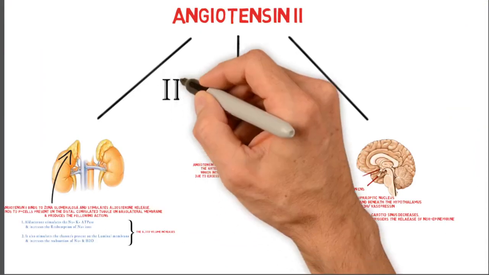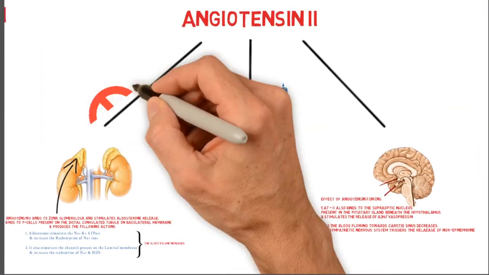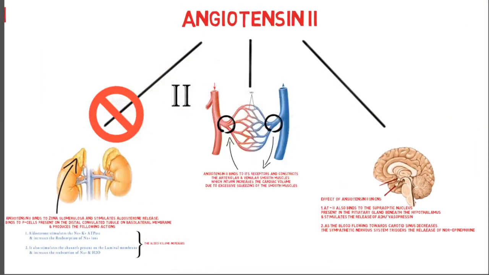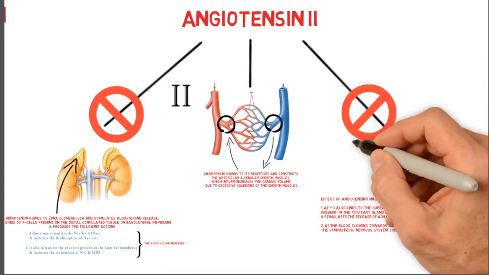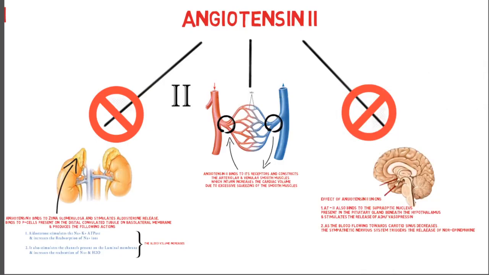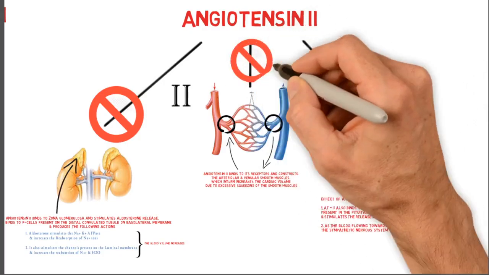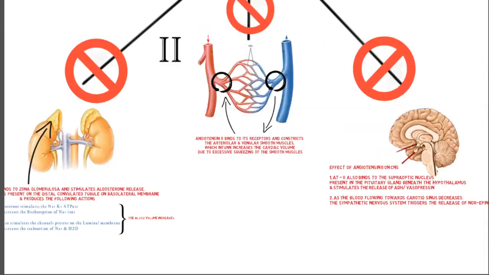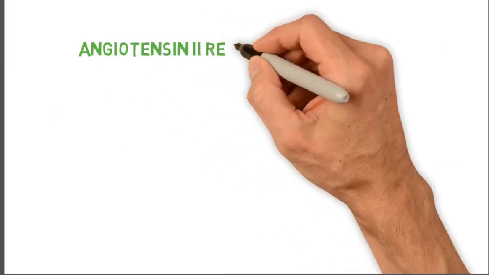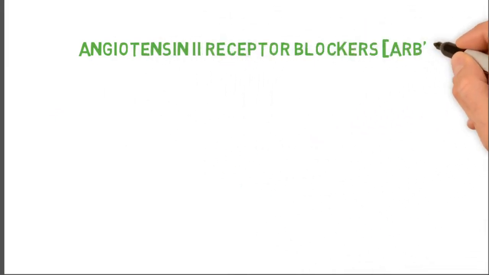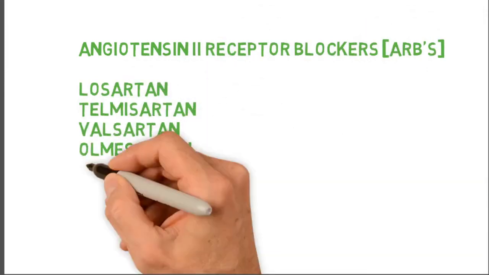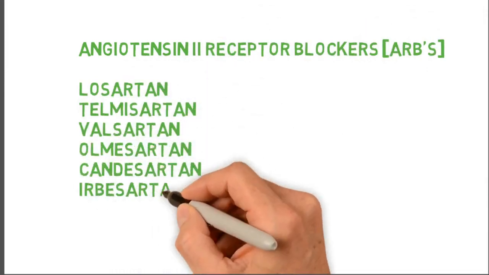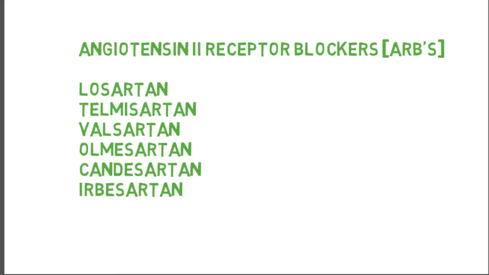Moving on to the second type of drugs, which are called angiotensin receptor blockers. So already we have studied the receptors, where they are situated, and what the roles of these receptors are, and what happens once angiotensin 2 binds to those receptors. Hence these drugs are called angiotensin 2 receptor blockers. Examples include losartan, telmisartan, valsartan, olmesartan, candesartan, and irbesartan.